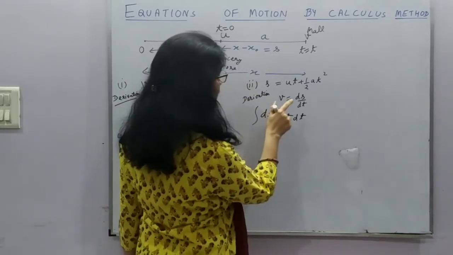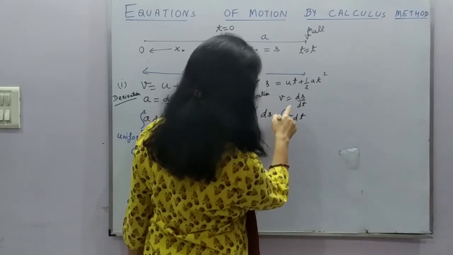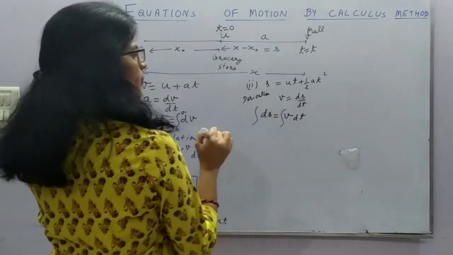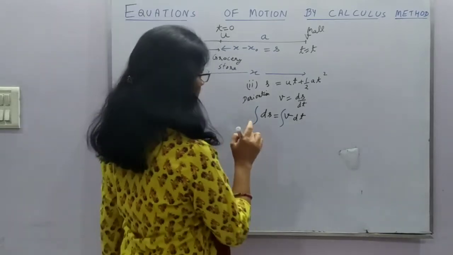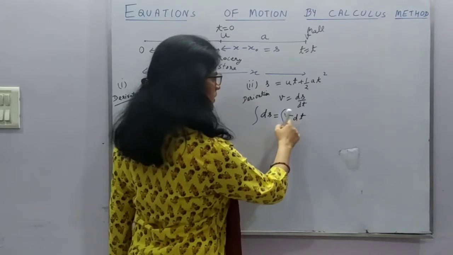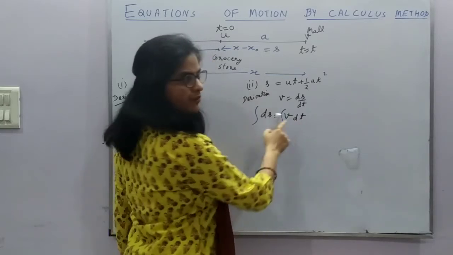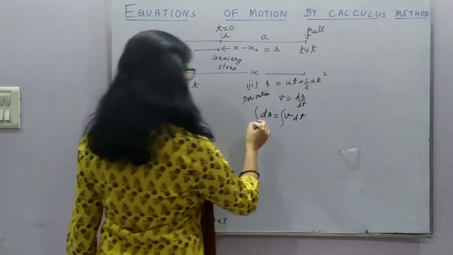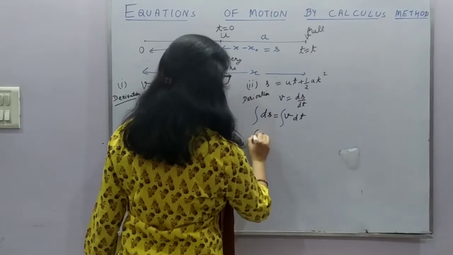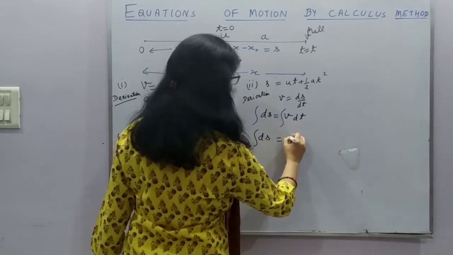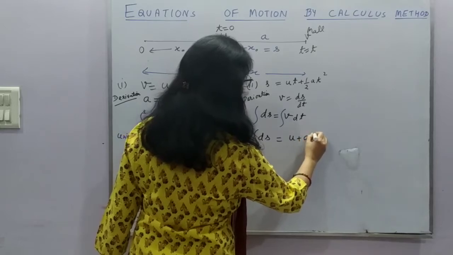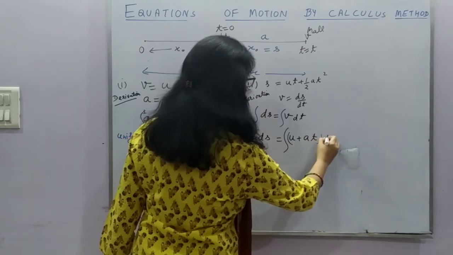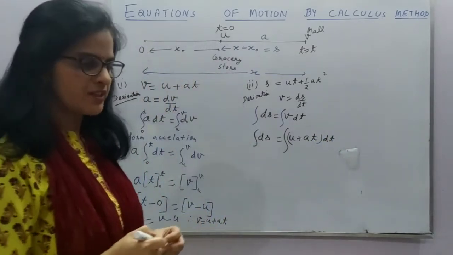We don't want the final velocity in this expression, right? So we can simply do one thing: we have to write this in terms of time because we are integrating with respect to time. The left side will be kept as it is. For the right side, first I will replace v from the first equation of motion, v is equal to u plus at, and then I will apply the limits, right?